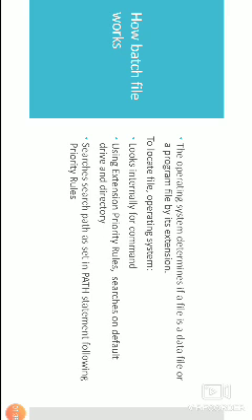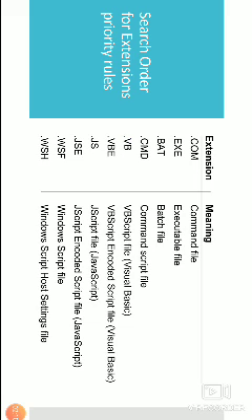How does a batch file work? The operating system determines if a file is a data file or a program file by its extension. To locate the file, the operating system looks internally for the command using extension priority rules, searches the default drive and directory, and searches the search path as set in the path statement, following priority rules. This is the search order for extension priority rules.